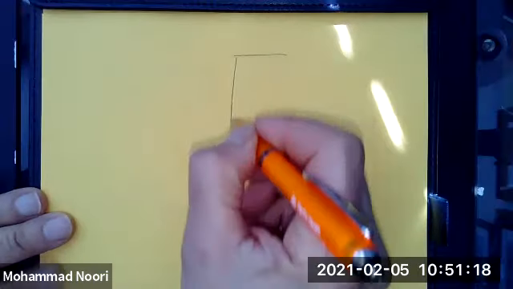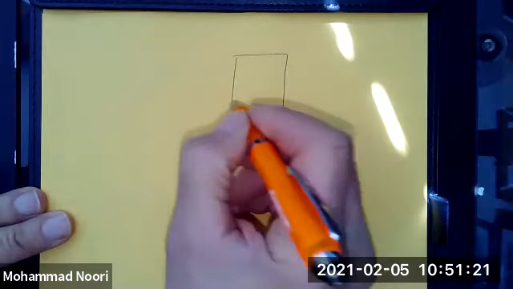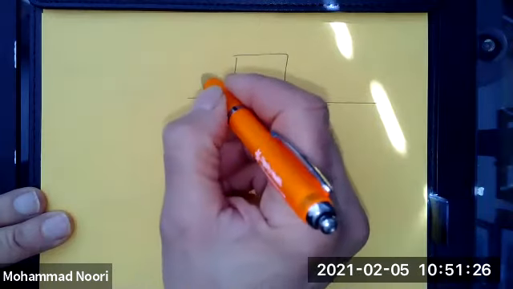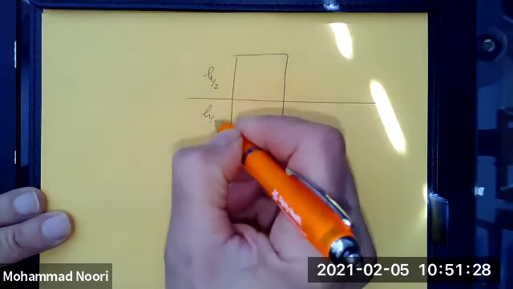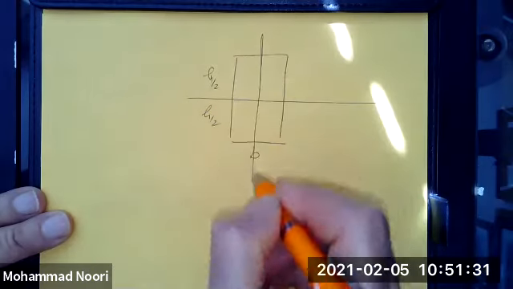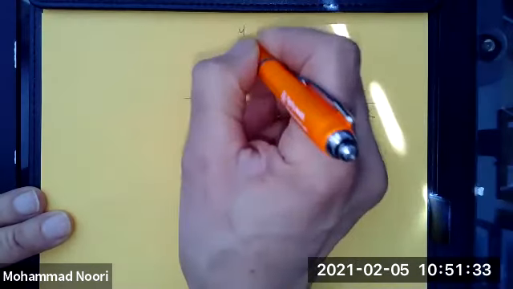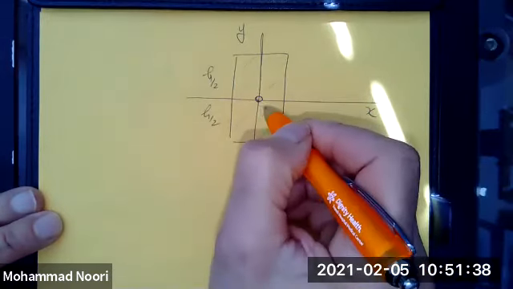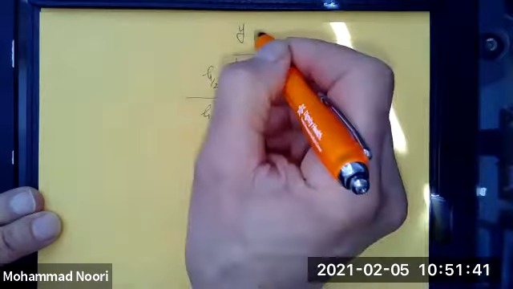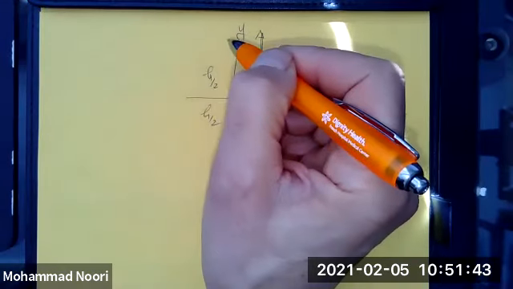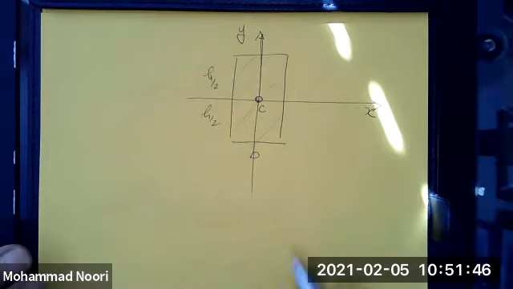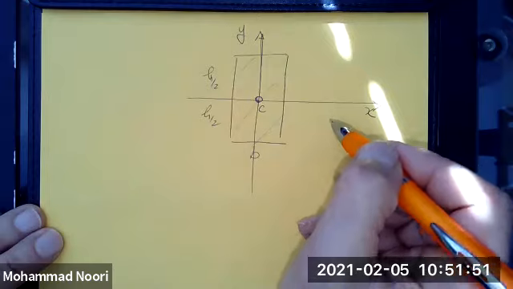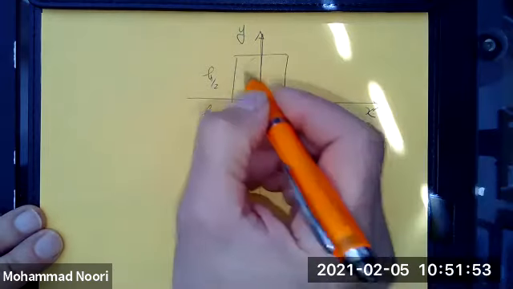Let's say you have a rectangle, okay, width b and height h. So this is h over 2, this is h over 2. These two are the centroidal axes of this shape. This is the centroid. So this is the x centroidal axis, this is the y centroidal axis, okay? Let's first find the moment of inertia of this shape about its x centroidal axis.